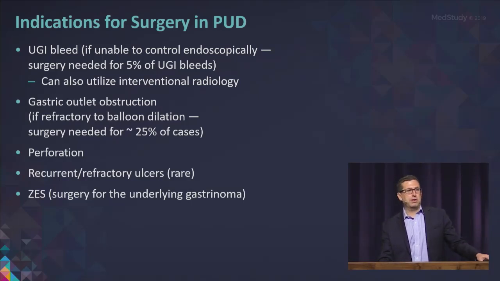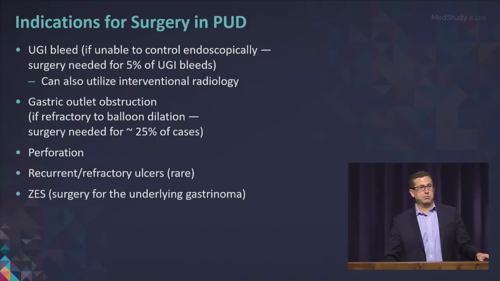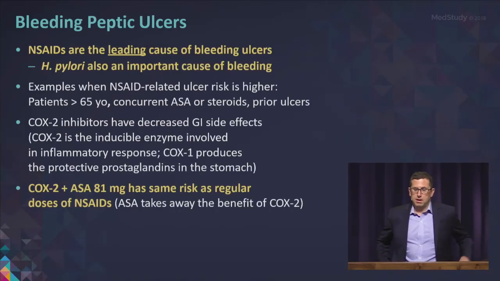If you have gastric outlet obstruction that we can't dilate with a balloon, if that's not working, the patient may need surgery. If you have recurrent or refractory ulcers, these are pretty rare. Surgery may be needed. And then if you have Zollinger-Ellison syndrome or a gastrinoma causing ulcers, you would need surgery for the underlying tumor, not really for the ulcers in the stomach or the duodenum.